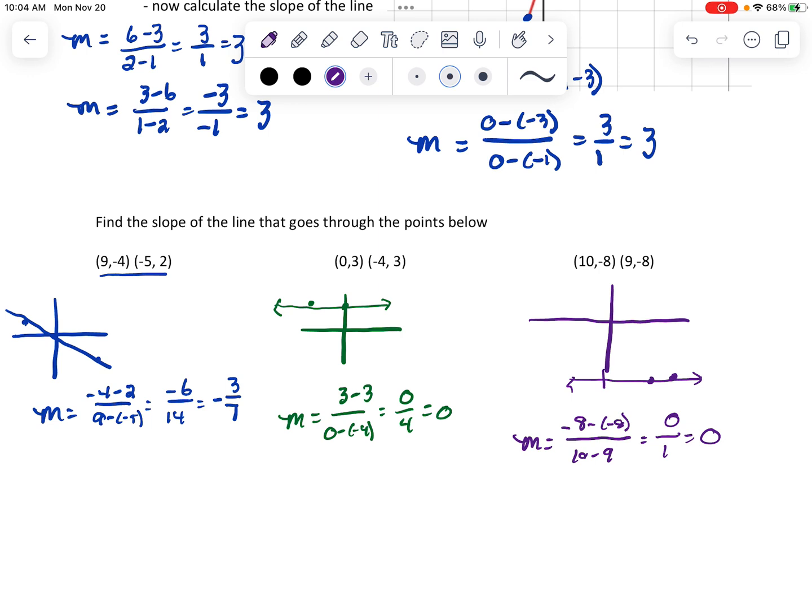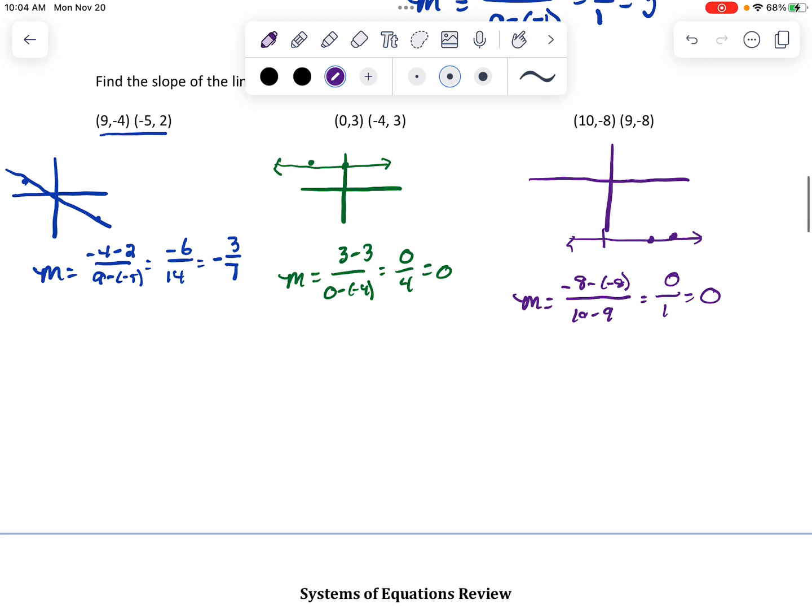Now, let's add one more. I didn't have one of these, so I'm going to add them. What if the y-coordinates are the same? Or the x-coordinates are the same? So what if I want the slope between, let's just say, a line that goes through point 7, 6 and 7, -2? What happens then? What kind of slope do we have?